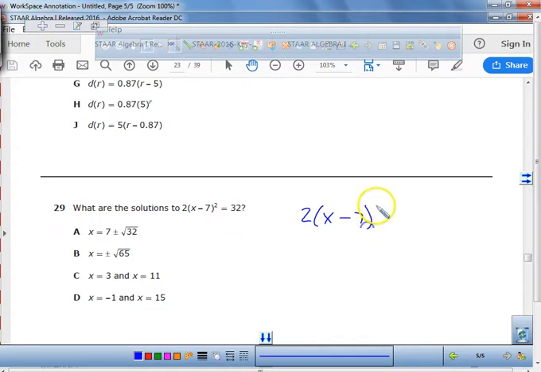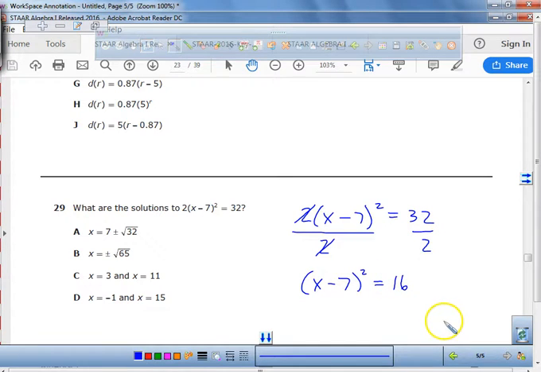I'm going to show you how to do it by hand, and then I'm going to show you how to use Desmos to solve it. Okay? So, the first thing I would do by hand is divide both sides by the number 2. 2 divided by 2 is 1. And what are you left with? (x − 7)² equals 32 divided by 2, which is 16.